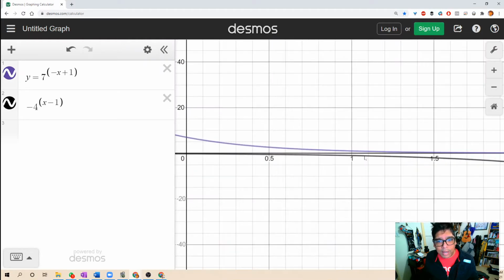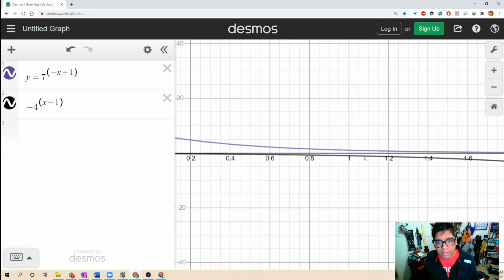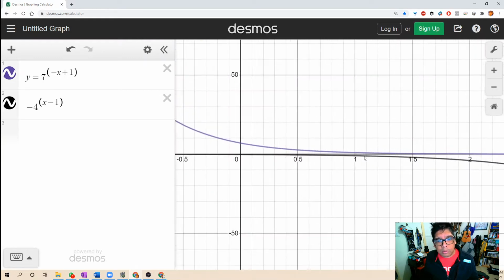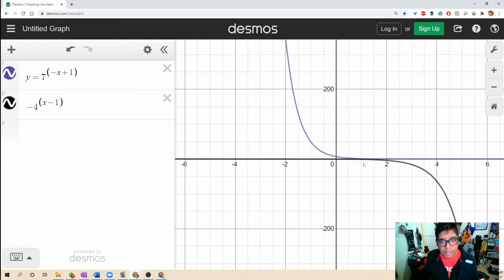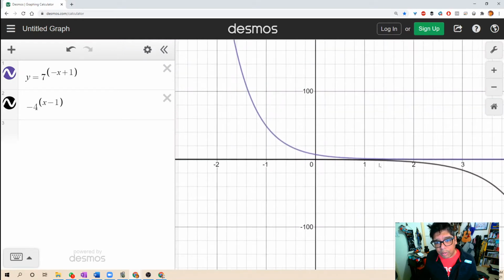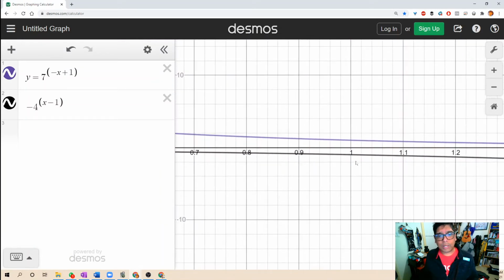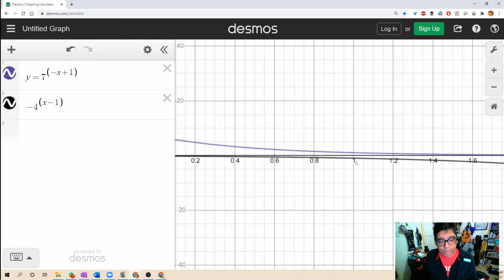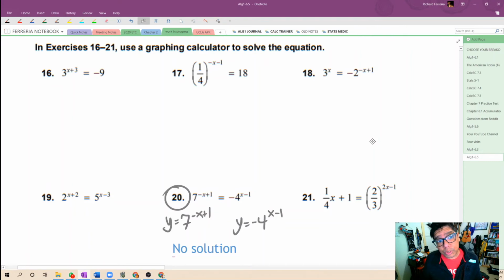Oh, wow, look at that. We had to zoom in quite a bit, and we can see that these two graphs do not intersect at all. Okay, I'm going to show that zoom one more time just to see. Here's what the graph looks like. We're going to zoom in to where we think they're going to intersect, and we see no intersection at all. They don't intersect. So if they don't intersect, once we get here, there is no solution.